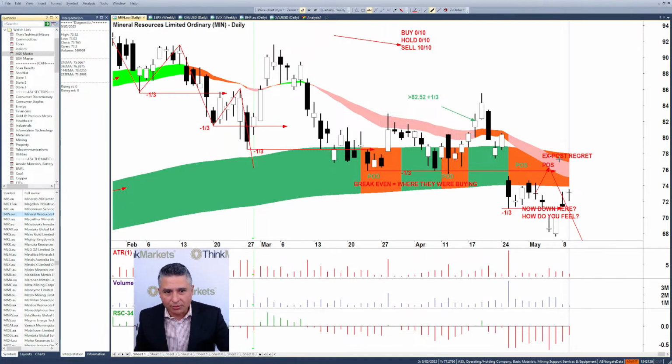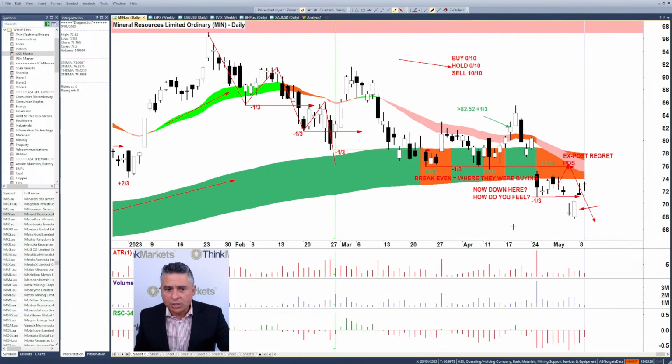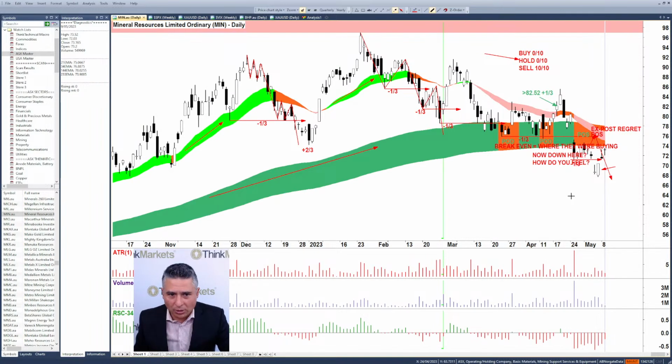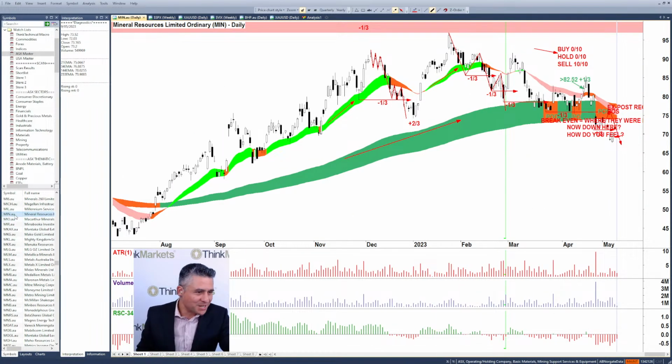Is there anything in here? Oh, look at it now down here. How do you feel? I don't know. This candle here is very good, and it is the only thing stopping this from total oblivion, in my opinion. I don't want to be in that one just yet.